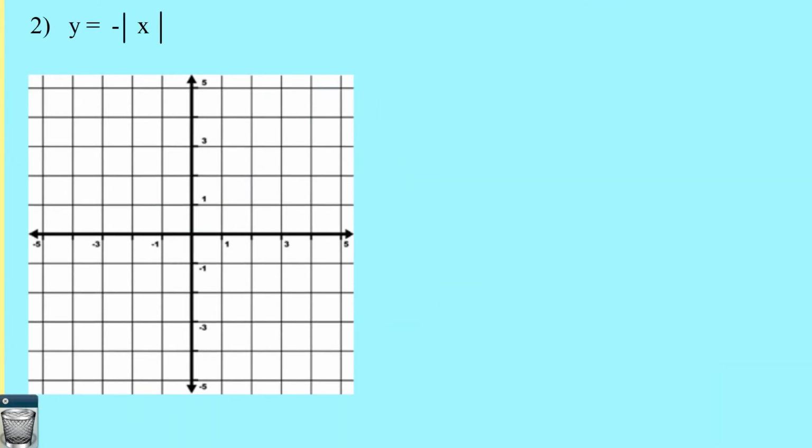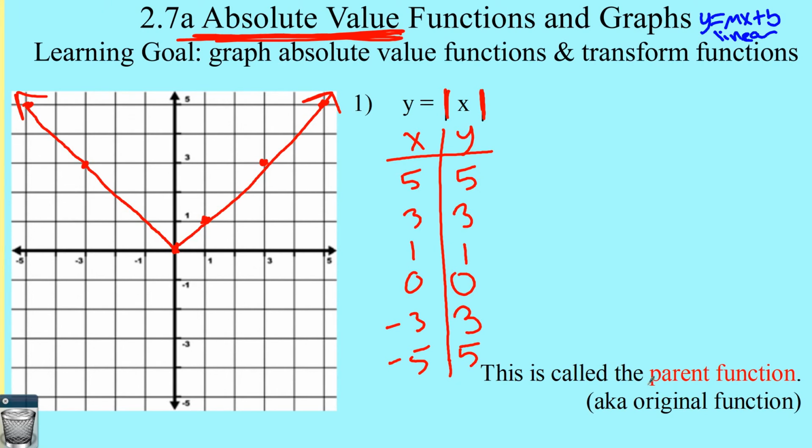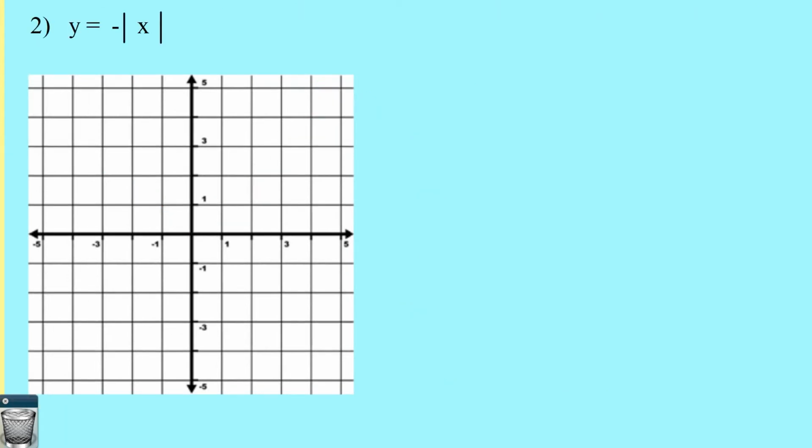Oh, I guess I should clarify. This is called the parent function. It's the original function. There's no other numbers. We're not adding, we're not multiplying. It's just the equation, just y equals the absolute value of x. So here we've got a negative outside.